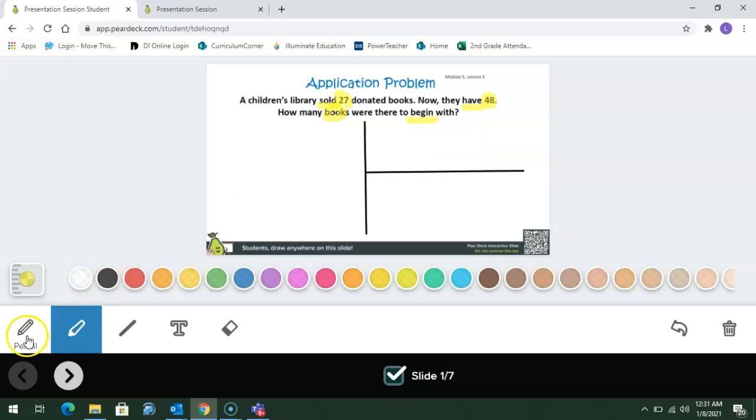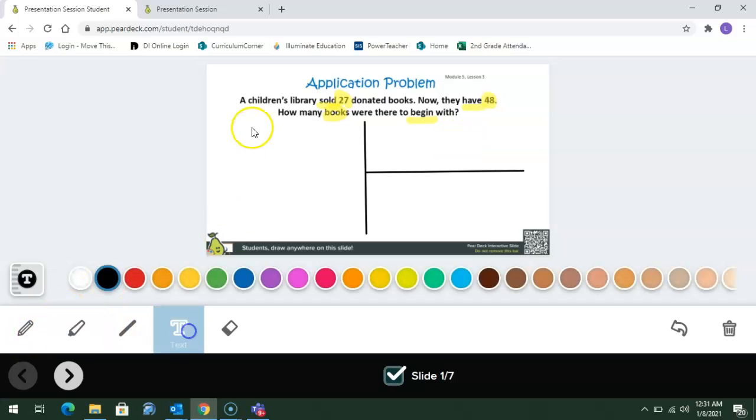So think. I'm going to click on the text, and I'm going to write here: part plus part equals a whole, and whole minus part equals a part.